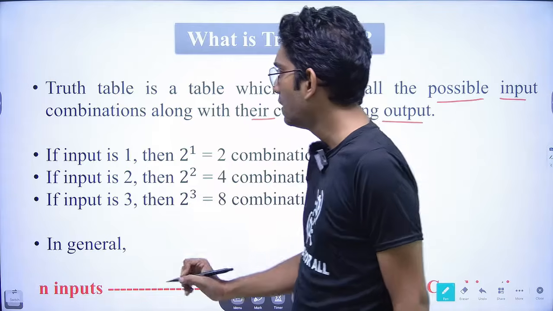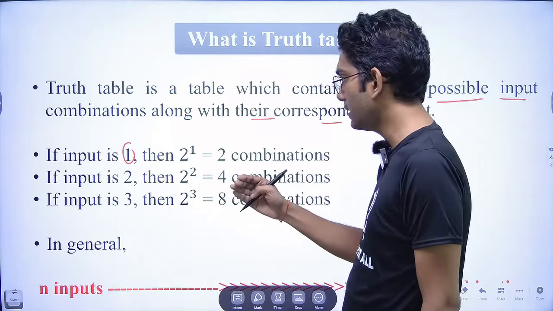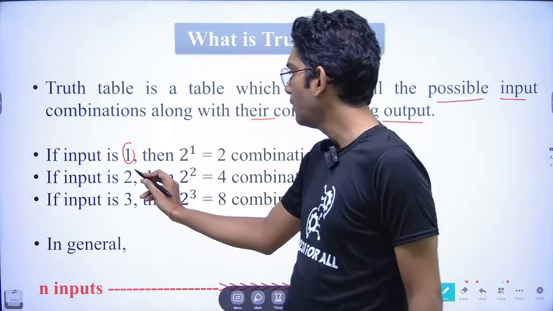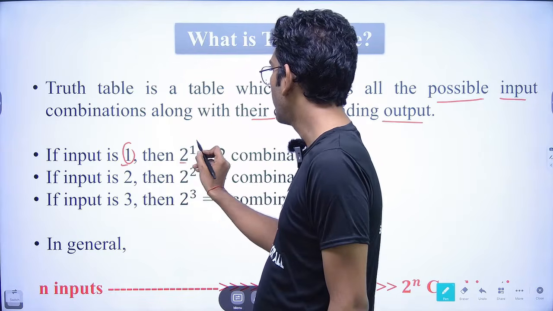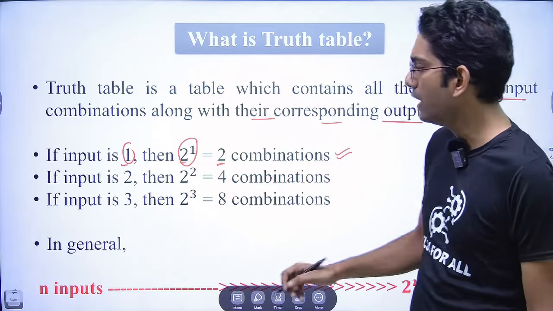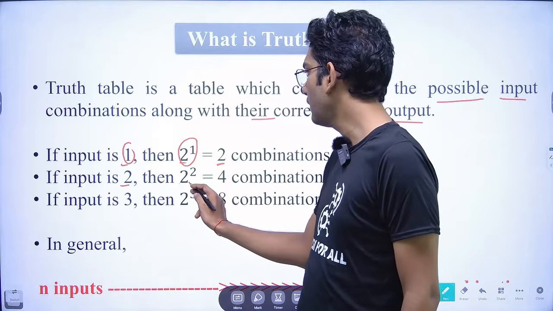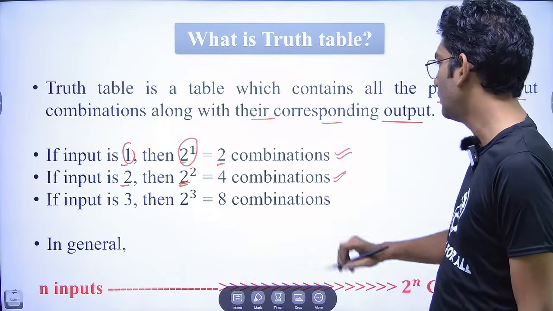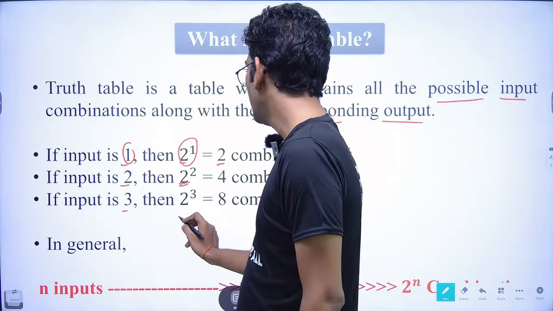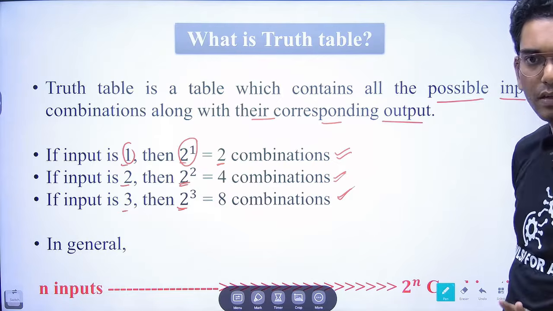If there is one input available, we'll be checking how many total possible combinations we have. For one input we'll have 2 to the power 1, that gives two combinations. If we are having two inputs, then 2 to the power 2 gives a total of 4 combinations. And if we are having three inputs, then we'll have 2 to the power 3, that is a total of 8 combinations available in our truth table.